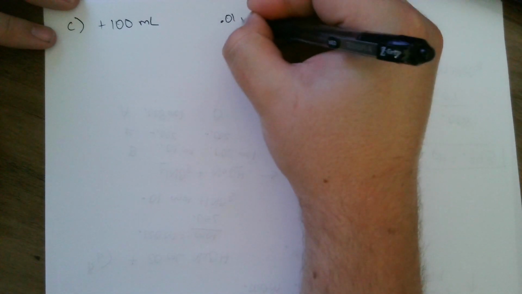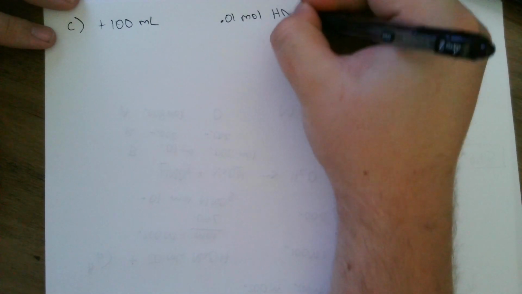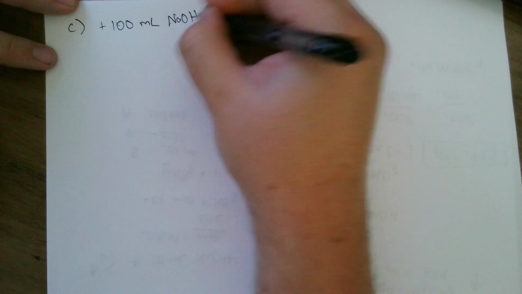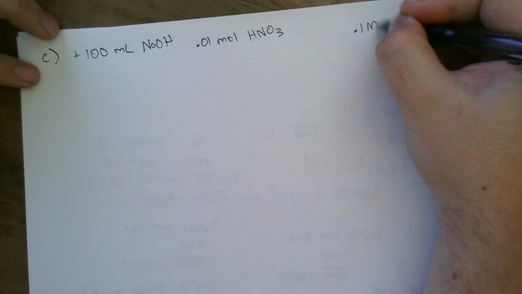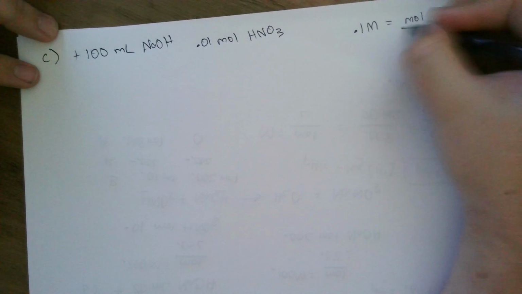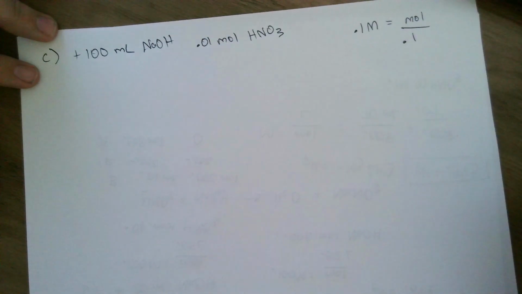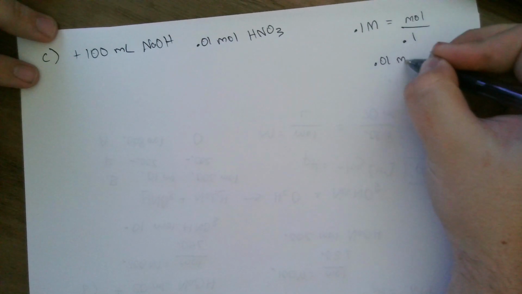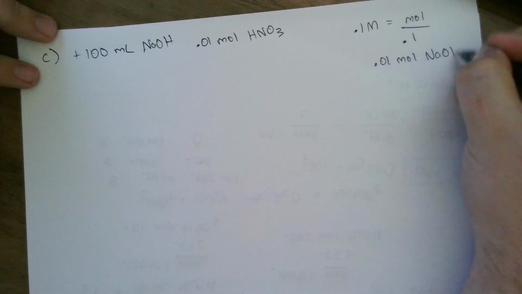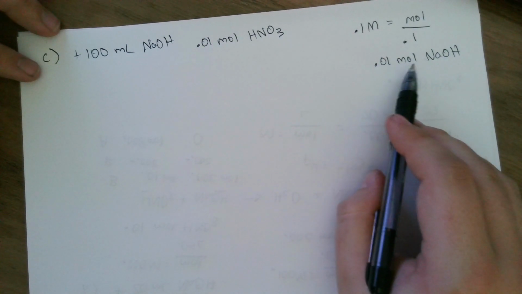In part C, I'm going to add 100 milliliters. And we're kind of restarting from the beginning, not 100 more, but just now a total of 100 milliliters. So I add my 0.01 moles of nitric acid. Let's see how many moles of NaOH this is. It's 0.1 molar. It's 100 milliliters, or 0.1 liters. So I also have 0.01 moles of NaOH.